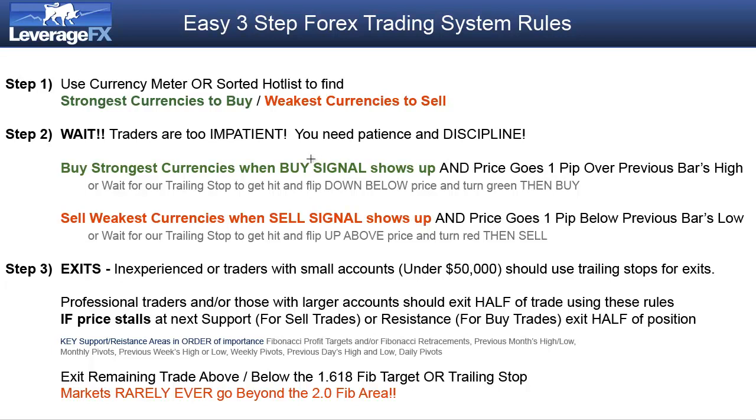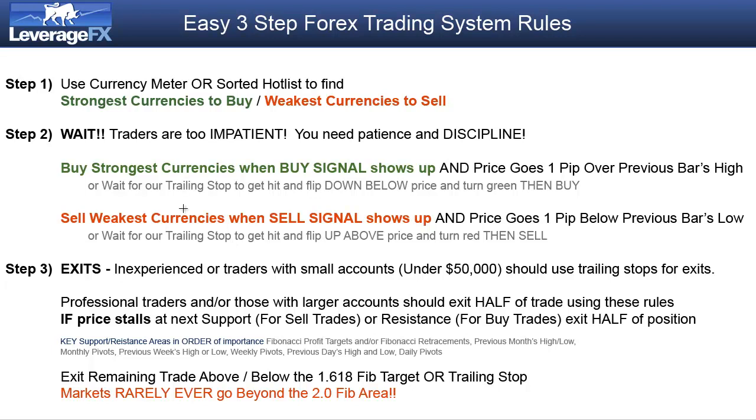Or if the price is near a support or resistance area and you don't think it's going to go that much, you might want to pass on the trade. You can also wait for the trailing stop to get hit and flip down below price and turn green, then buy. So the exact opposite rules for sells. Look for the weakest ones to sell, wait for a sell signal, and when price goes 1 pip underneath the bar's low, you sell. Or you can wait for the trailing stop to get hit and flip.